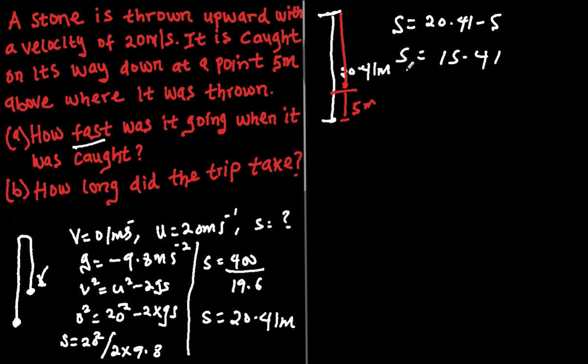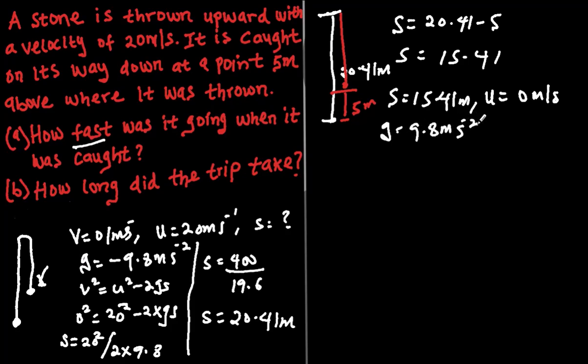Now let's consider the second part of the motion, that is when the object is coming downward. When the stone was coming downward, it has traveled a distance of 15.41 meters. If the stone is coming downward, that means it must be falling from rest. So its initial velocity coming downward is going to be 0 meters per second. Your g is going to be positive 9.8 meters per second squared, because it is along gravity now. It was negative in the first case because it is against gravity. Now coming downward is going to be positive because it is along gravity. Now we can find the velocity. So finding velocity, we say v squared equals u squared minus 2gs, v squared equals u squared plus 2gs, since g is positive coming downward.